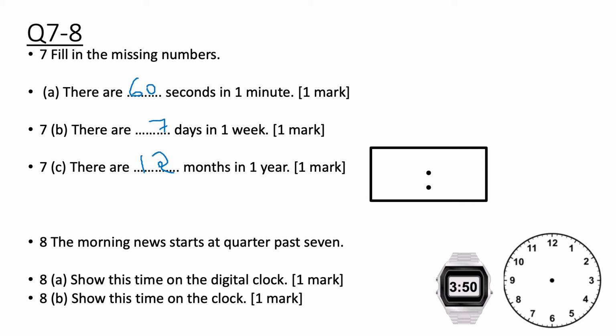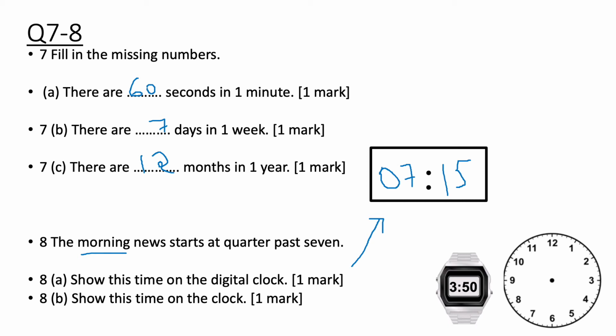Part A, show this time on a digital clock. So this is what I call a digital clock, guys. So 7:15 in the morning is going to be 7:15. Okay, so it's 7:15. There's no need for AM because it is assuming that we know it's the morning, if that makes sense. But morning would be AM and then PM would be afternoon, actually, if that makes sense.